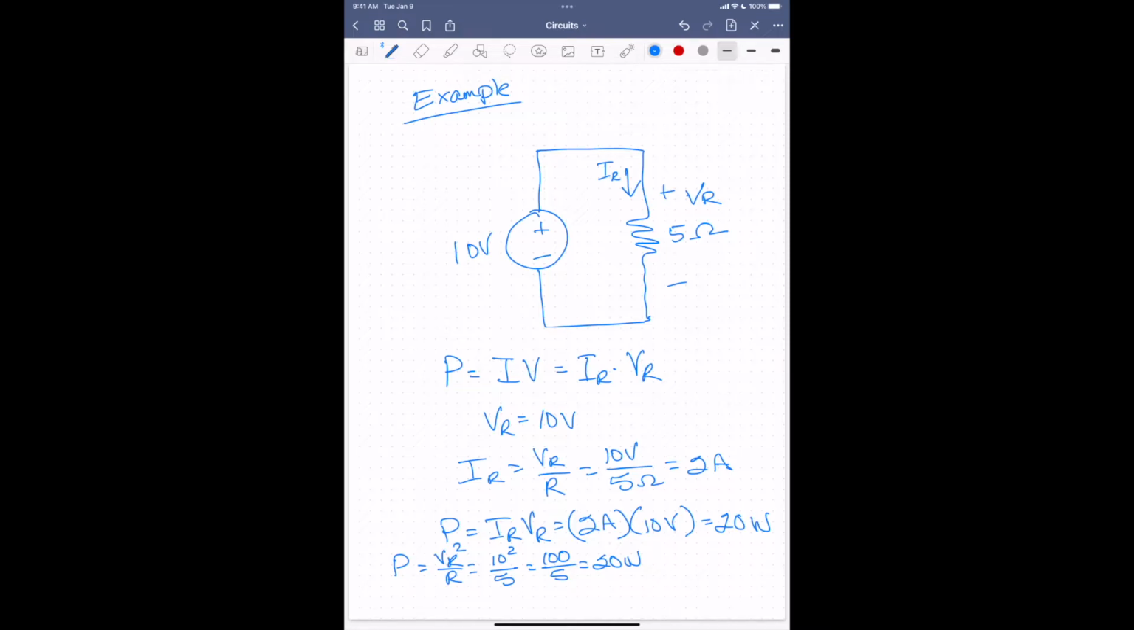Okay, same answer. We can also use the equation I squared R. And I was 2, so 2 amps squared times 5 ohms. 2 amps squared times 5 ohms gives us 4 times 5, again, 20 watts.